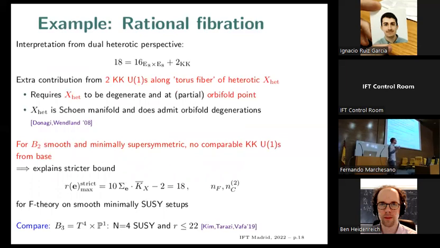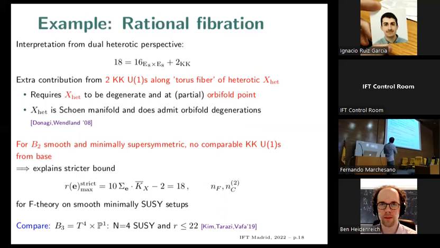The 18 from the heterotic point of view is a 16 from E8 times E8 plus 2 more, and these 2 more are the 2 Kaluza-Klein ones along the elliptic fiber of the heterotic compactification. You will think that this is not very sensible because if the elliptic fibration is non-trivial, then there should not be a KK U1. And indeed, I agree. So for this to arise, the dual heterotic geometry should be degenerated, should be sitting at an orbifold point, and the type of manifold that is dual indeed can have that property.